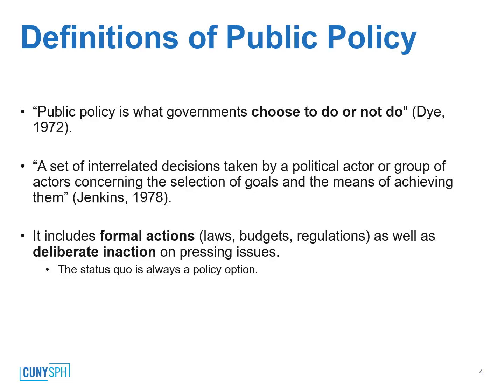What is public policy? One classical definition is very simple, that public policy is whatever governments choose to do or not to do. And it's catchy but limited because it doesn't capture the complexity that analysts face. A more helpful definition sees public policy as a set of interrelated decisions made by actors about goals and means, which reminds us that policy is not just about action, it's also about deliberate inaction. The status quo is always a policy option.